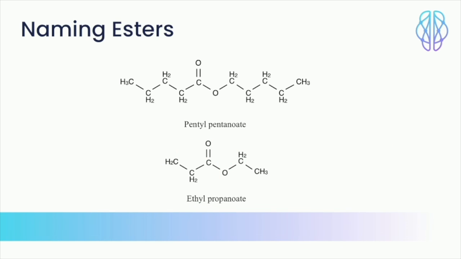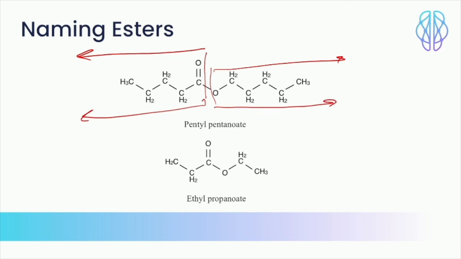Now, same thing for the example at the top. It's a bit more straightforward though. Everything on this side is contributed by the carboxylic acid. Everything on this side is contributed by the alcohol. So that'll get a YL, and that'll get an OATE at the end. So 1, 2, 3, 4, 5 carbons are contributed by the carboxylic acid, so that's pentanoate. Now, 1, 2, 3, 4, 5 carbons are contributed by the alcohol, so that's pentyl pentanoate.